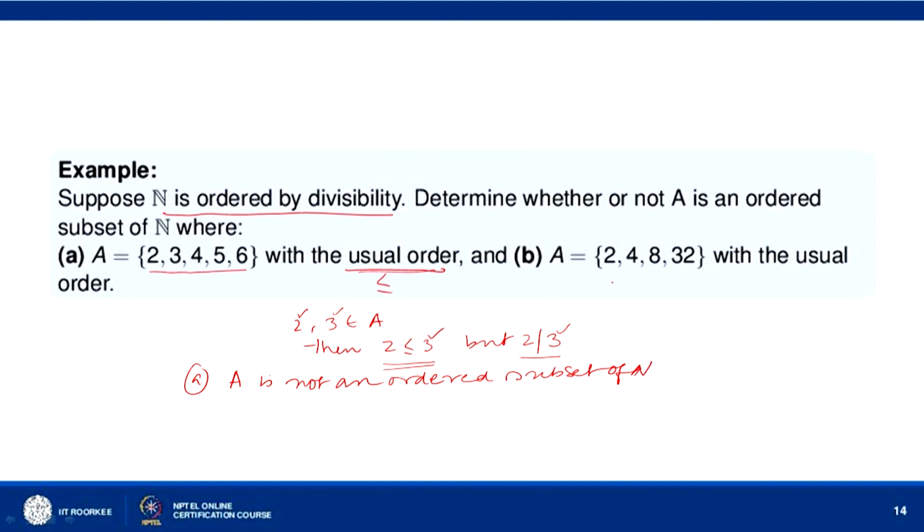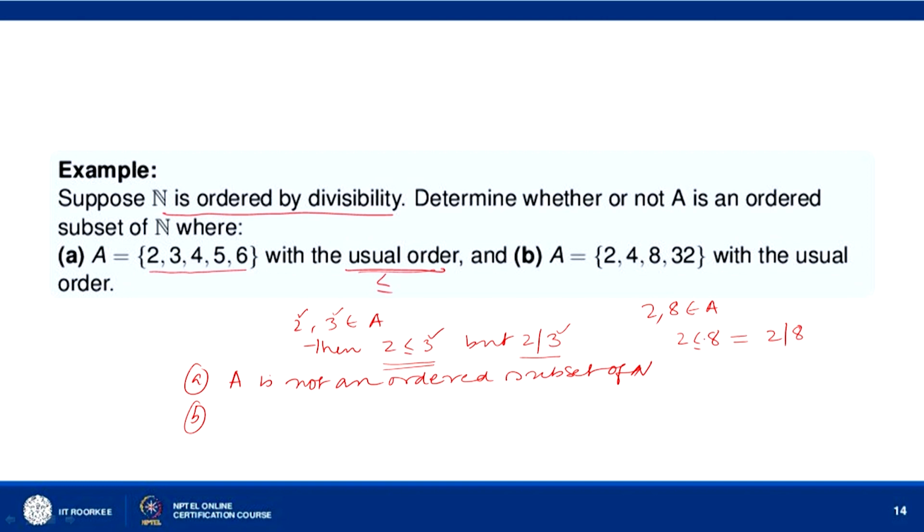Now, let us look at the second part, A equal to {2, 4, 8, 32}. Suppose I take any two elements here, say 2 and 4, or 4 and 8, or 2 and 8, or 8 and 32, or 4 and 32, or 2 and 32. Then x is less than or equal to y. Let us take 2 and 8 in A. Then 2 is less than or equal to 8, and also 2 divides 8. So, this is valid.